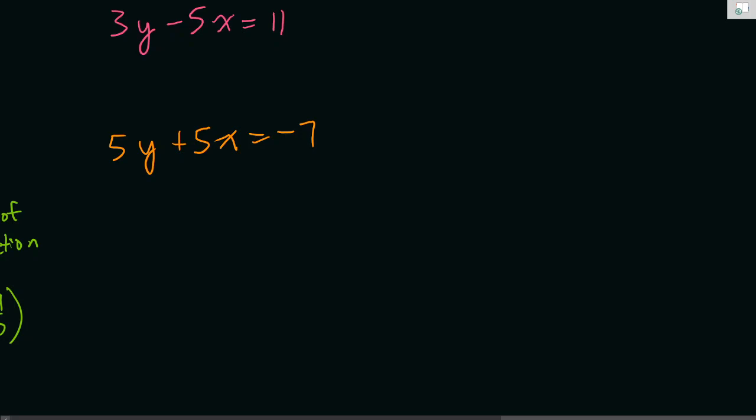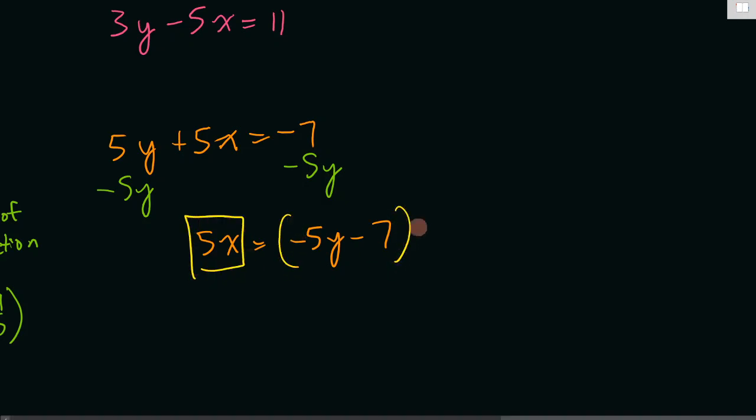So I can actually isolate 5x really easily in either of these equations. I've written the pink equation first. So actually, no, this one's probably easier to isolate. So to isolate 5x down here, all I need to do is do minus 5y on both sides, right? So my y's cancel on the left. So 5x equals negative 5y minus 7.